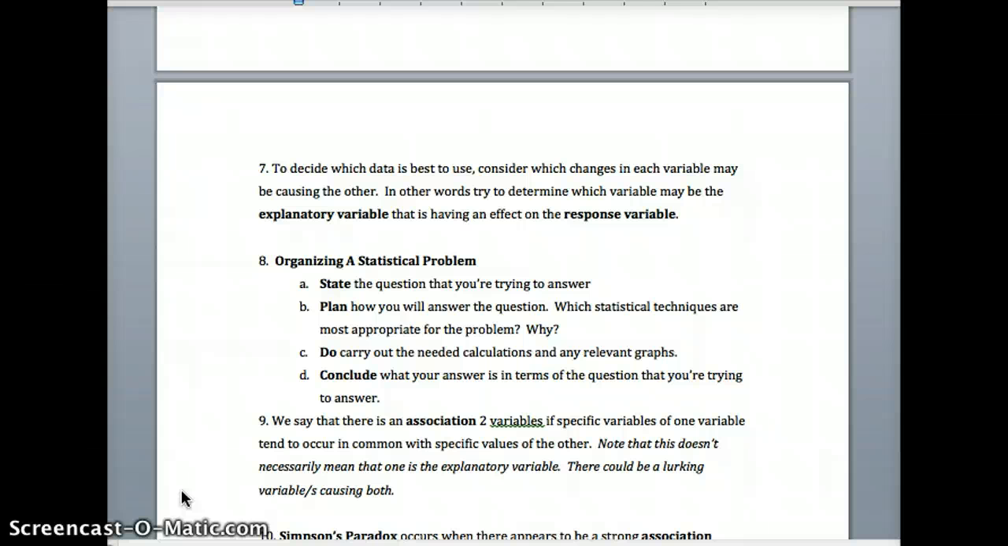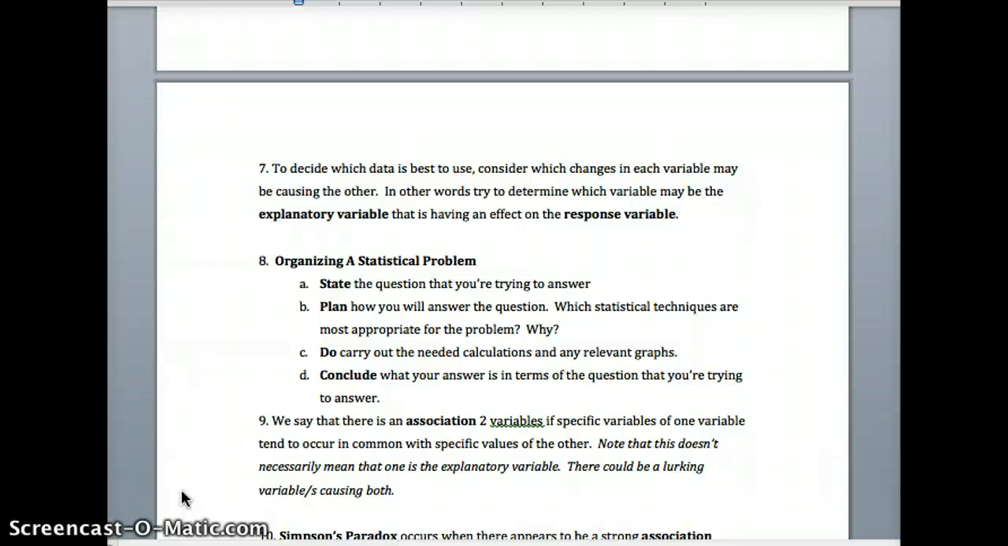It's the cause. The response variable is the response to that explanatory variable, also called the dependent variable oftentimes. So we will not use those words because independence has a different definition. Independence means values of one variable do not affect values of a second.